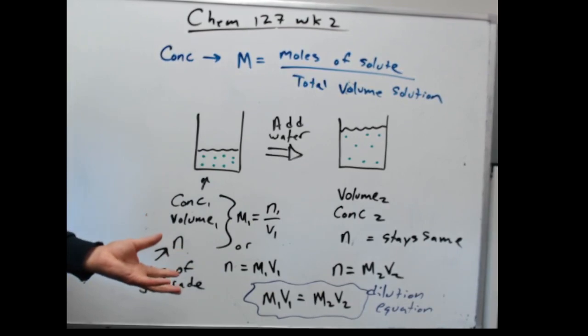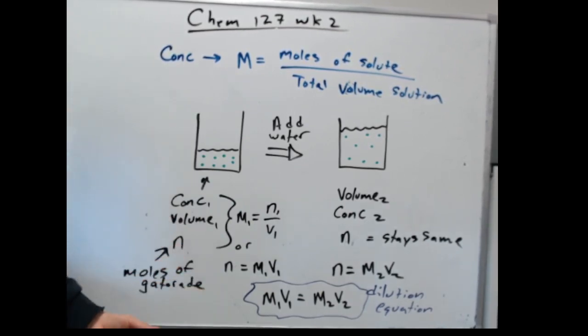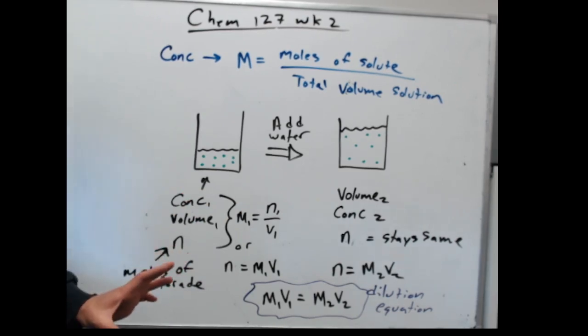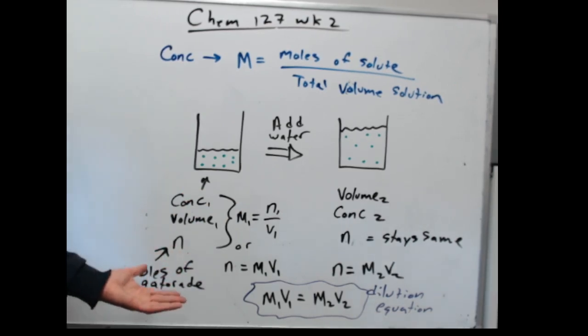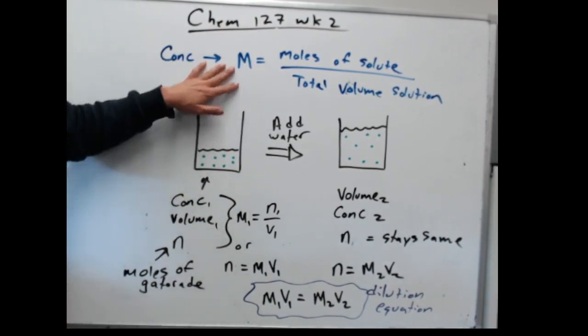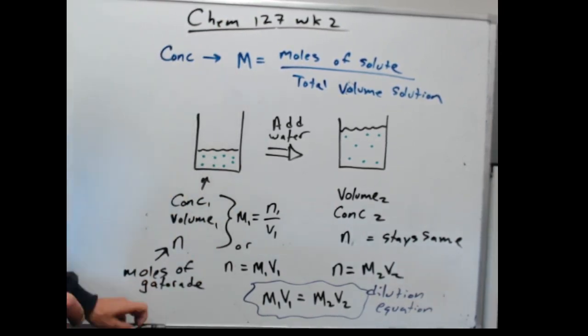If you take Chem 128, you talk about molality, you talk about percent by weight, you talk about some different concentration values that are useful in different situations. But for us this quarter, just molarity. And often molarity is the easier one to use.